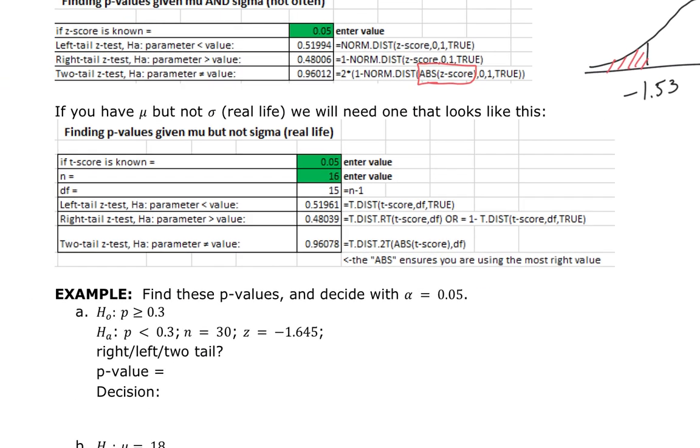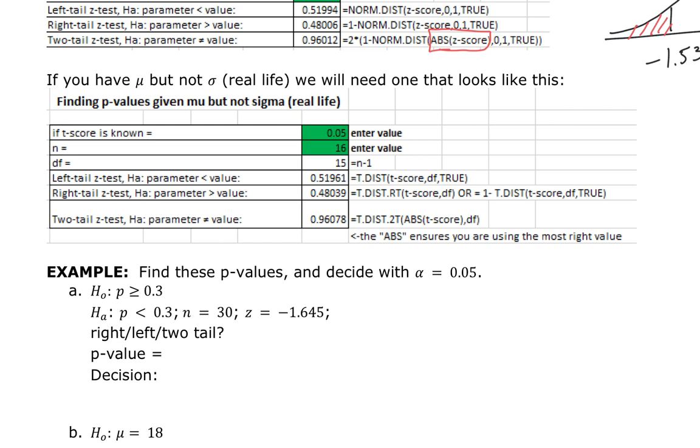Now, if we take a look at the next spreadsheet, I should say, this is what happens when we have t-distributions. This is what happens when we have mu, but not sigma. Notice with this one, I put in my t-score, and I do need the sample size. It'll calculate my degrees of freedom by doing an equals, grab this cell, minus 1. The t-distributions are slightly different in the fact that I don't have to do the 1 minus if I don't want to.